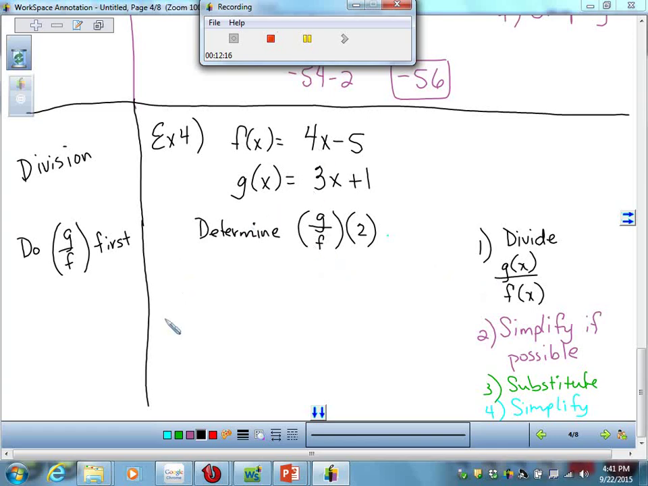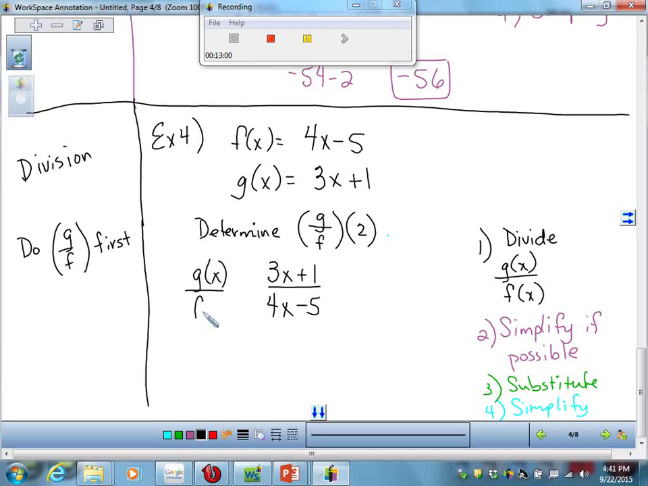So I'm going to take my g function. It goes on top because that's what it shows. So we're going to put 3x plus 1 on the top. And the f function, 4x minus 5, goes on the bottom. So far, we have g of x divided by f of x.